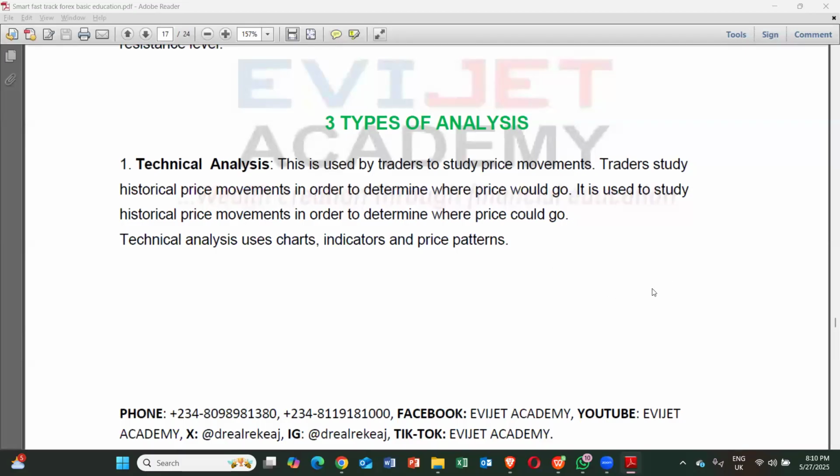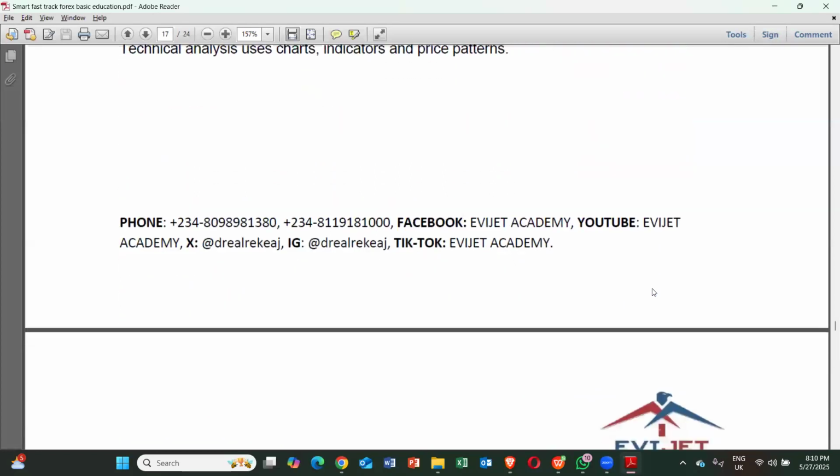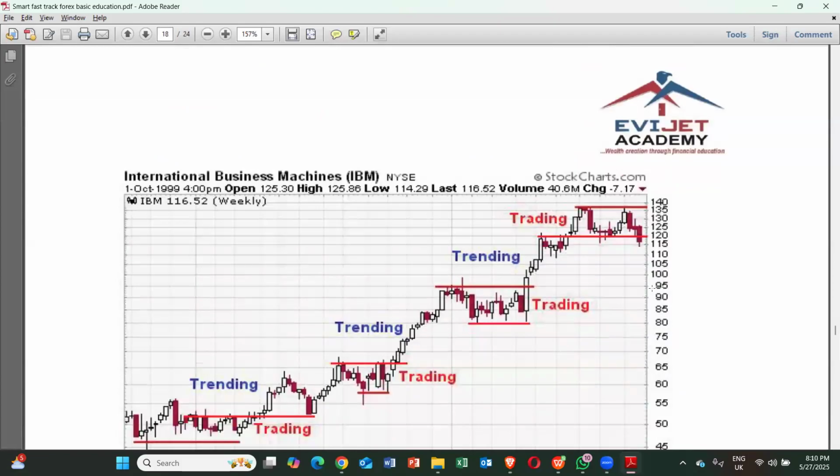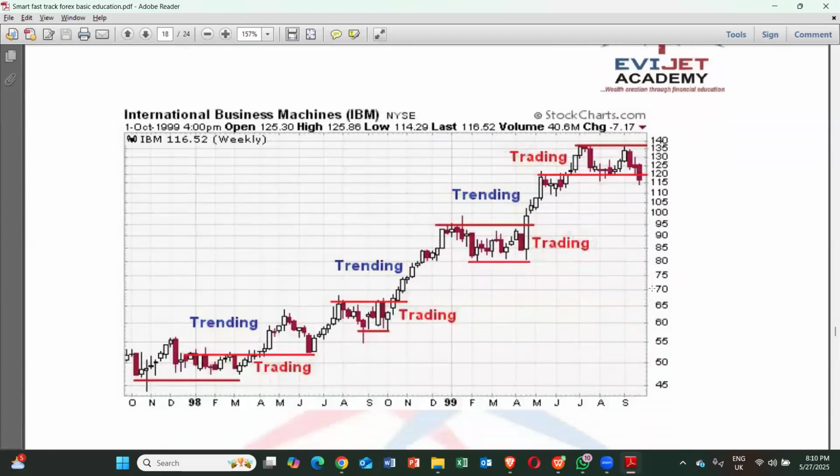We'll be going to the chart and we'll look through all of them. This is technical analysis, exactly what we did in the last few days.